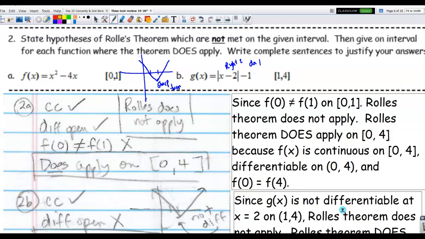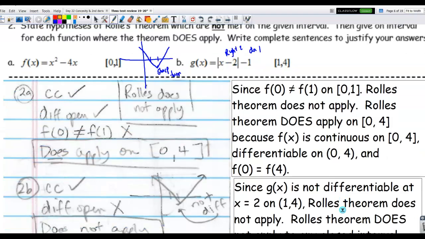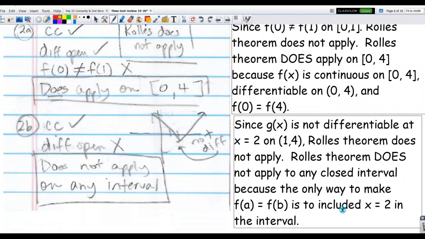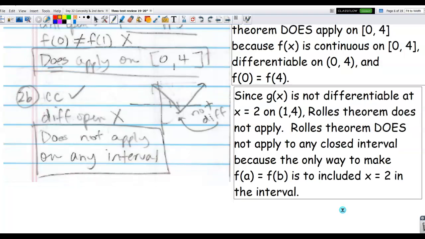So I can already see the condition. The problem here is that the function is not differentiable on the open interval. The function is continuous on the closed interval, as you can see here. The function is not differentiable on the open interval, so the theorem does not apply, since g of x is not differentiable at x equal to 2. Rolle's theorem does not apply.